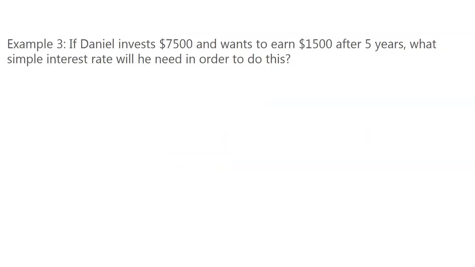And for the last example, if Daniel invests $7,500 and wants to earn $1,500 after 5 years, what simple interest rate will he need in order to do this? So we're looking for R this time. So the amount of interest is $1,500. The initial amount invested was $7,500. R we don't know, and T is 5.